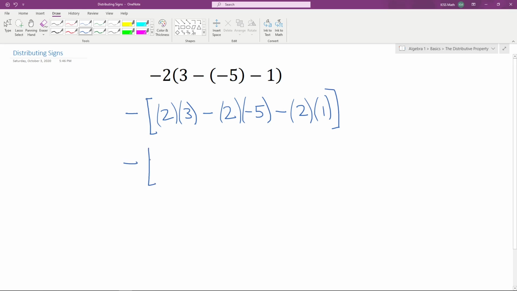So if I simplify this, we'd have 6 minus a minus 10 minus 2, which would equal, and this negative is still lurking out here, 6 minus a minus 10, so that's 16, minus 2 is 14. And now we can multiply this negative sign here, and the final answer would still be negative 14, which is what we got in the last slide.